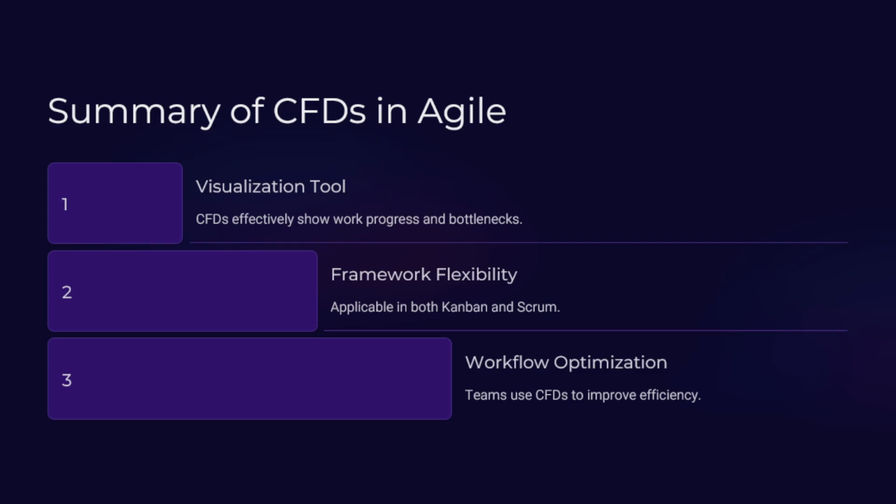And to summarize our session on the CFD, or the cumulative flow diagram, we say that cumulative flow diagrams are powerful tools to visualize the work in progress and also identify the bottlenecks in agile workflows and frameworks. It's applicable to both Kanban and Scrum. A CFD provides actionable insight that enables the teams to optimize their processes and achieve greater efficiency.